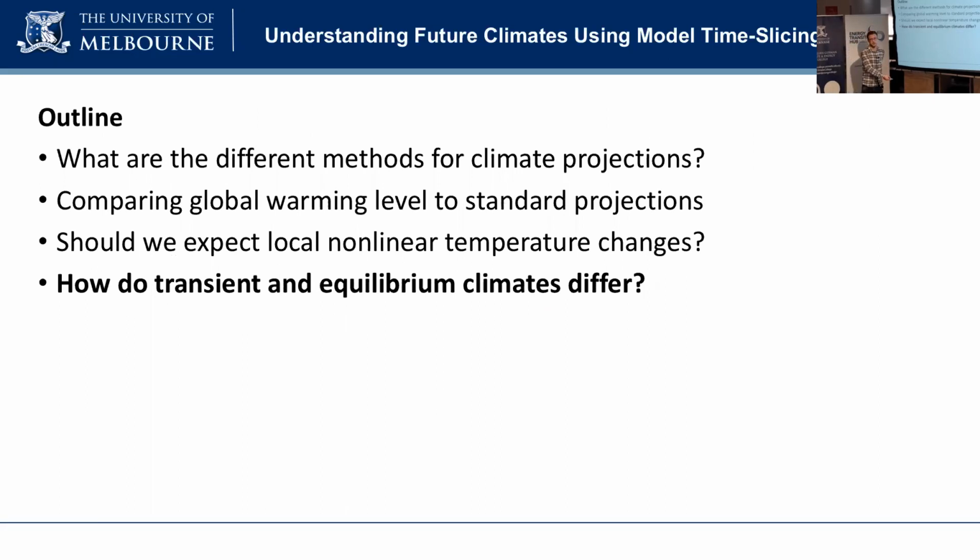So finally, I'm just going to talk about another way we can use this type of method to understand future climates. And this is about comparing transient and equilibrium climates. At the moment, we're rapidly changing the composition of our atmosphere by emitting greenhouse gases, and we've got transient climate change, whereby we're warming the climate very quickly. But the Paris Agreement is aiming for stabilized global temperatures, preferably below 1.5 degrees above pre-industrial levels. So it's quite important that we try and understand the differences between transient and equilibrium climates.